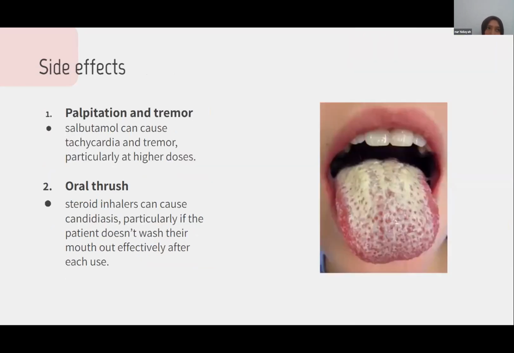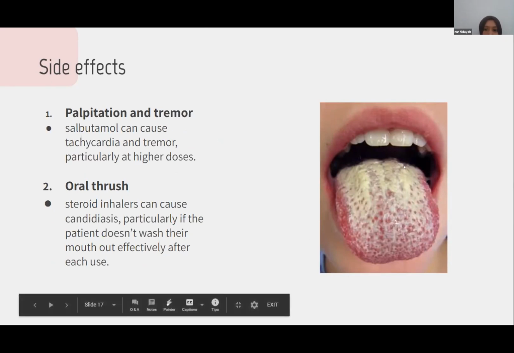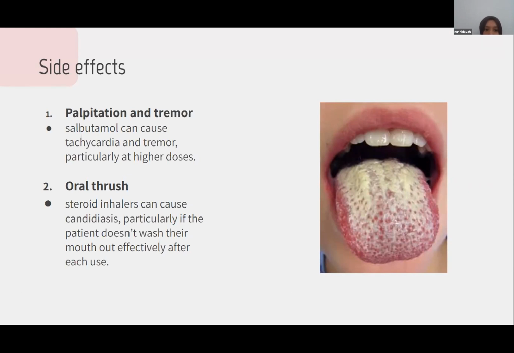So for the side effects, the doctor must explain the side effects of the medication to the patient's guardian first. The patient may experience palpitation and tremor, as salbutamol can cause tachycardia and tremor, particularly at higher doses. And the second one is oral thrush. This is what oral thrush is like. Steroid inhalers can cause candidiasis, and this is for the patient who doesn't wash their mouth out effectively after its use.